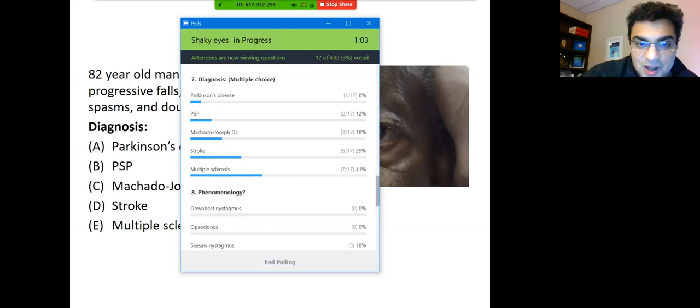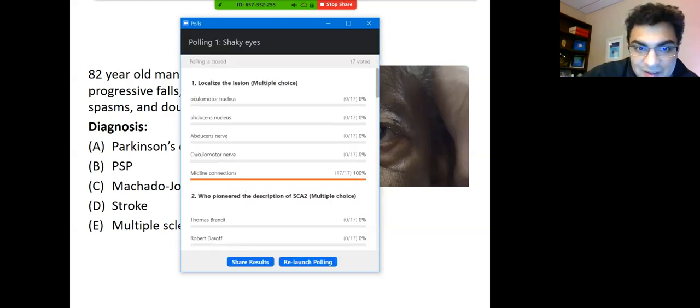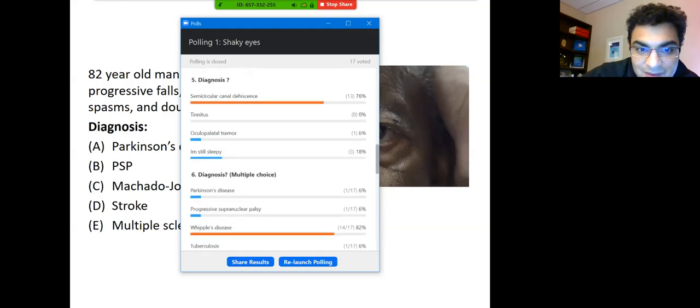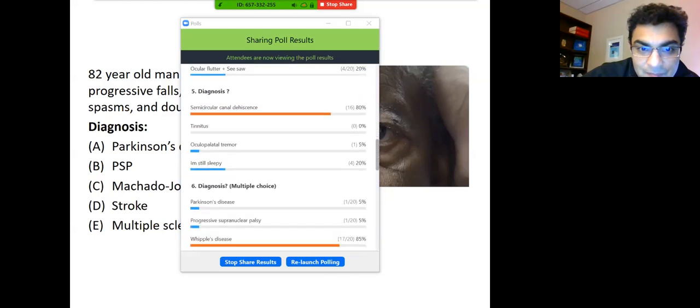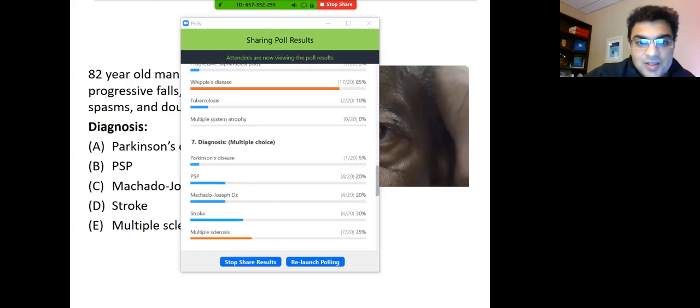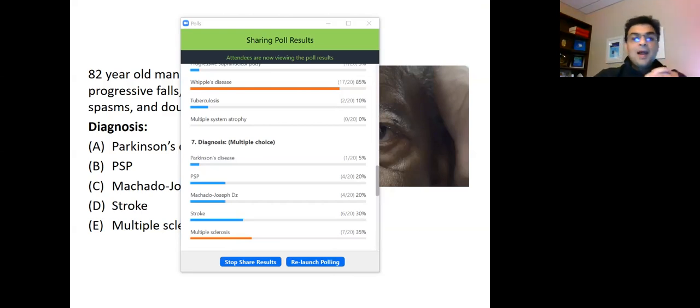Okay, so these are the answers. What we found is 5% said Parkinson's, 20% said PSP, 20% Machado-Joseph, stroke 30%, MS 35%. So wall-eyed bilateral INO, of course, is a telltale sign of midbrain stroke, so it is not a wrong answer, but this patient did not have that. Multiple sclerosis, of course, is a classic cause of this deficit, but this patient did not have that.